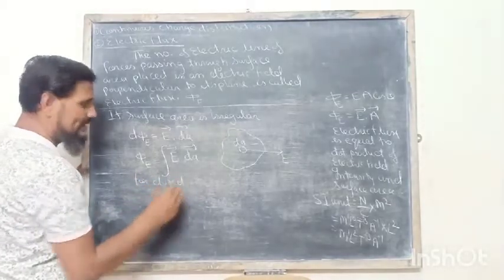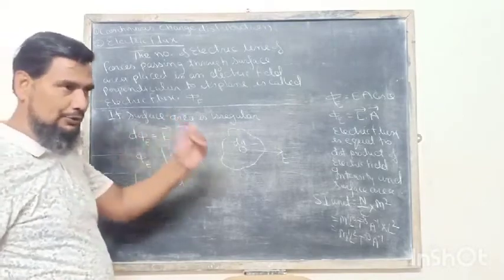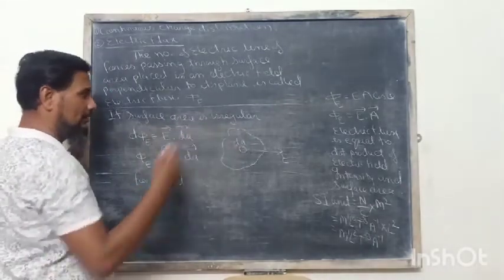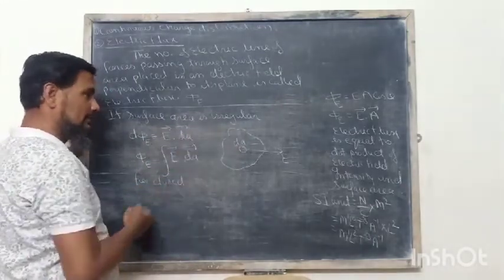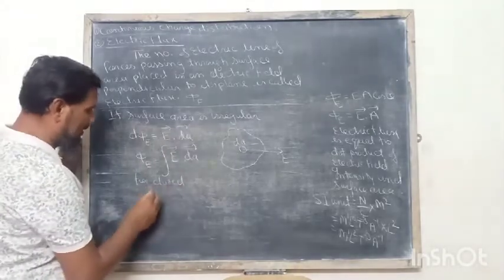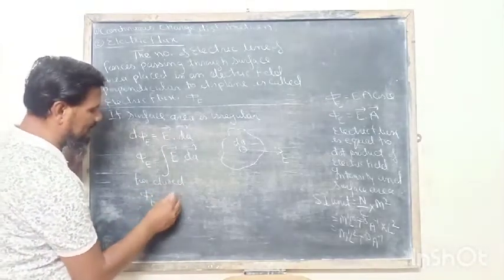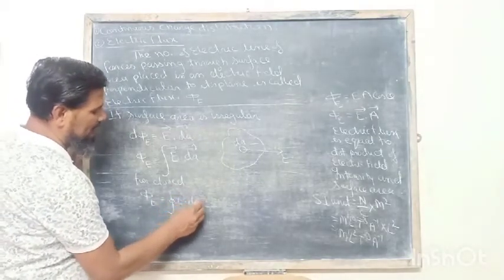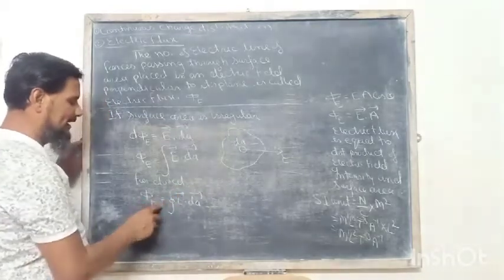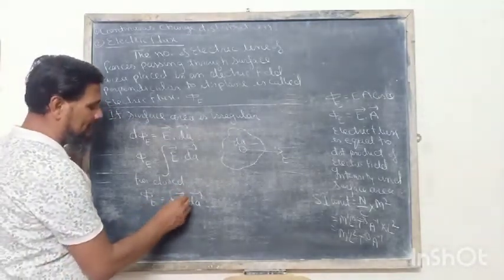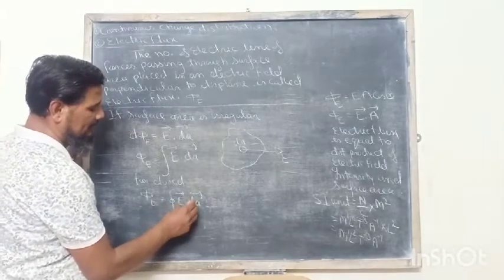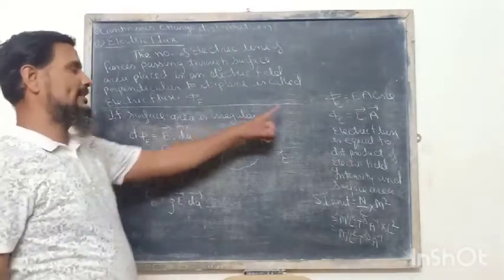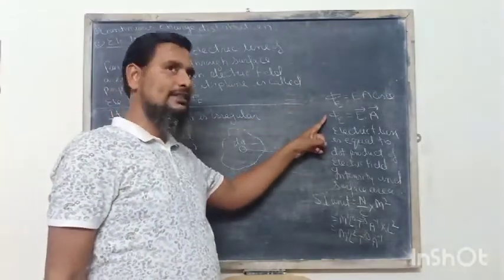And for a closed surface, if the surface is in the shape of a rectangle, cube, or cylinder, a closed loop, then we consider phi E is equal to the integral, for a closed loop we put a circle on the integral, of E dot dA. Phi E is equal to the integral of E dot dA. So this is the electric flux for an irregular surface area. This is the electric flux for the whole surface area.